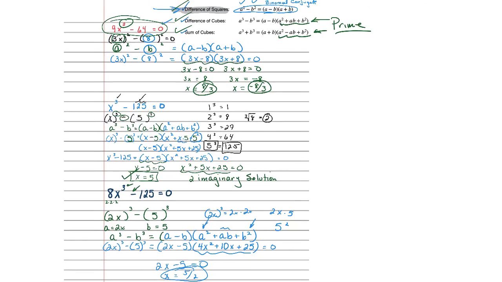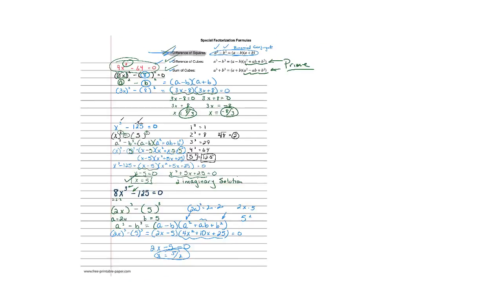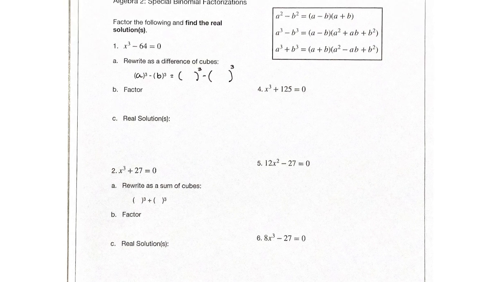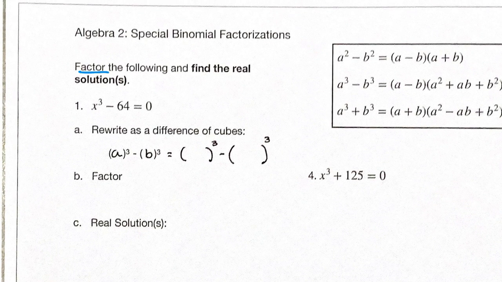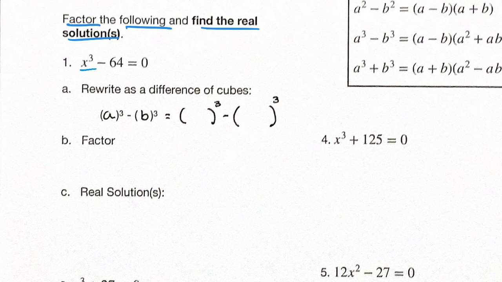And so that's how we factor these special binomials. Now I'm going to throw up your homework assignment here so you can see that as well. You can see our assignment is just factor the following and find the real solution or solutions. So let's look at this first one here. The first one, they've even given you a little hint here, or I have. It says rewrite it as a difference of cubes. So it's an x and 64.